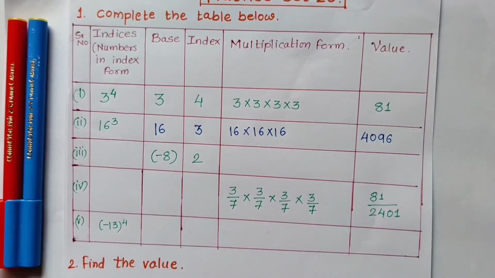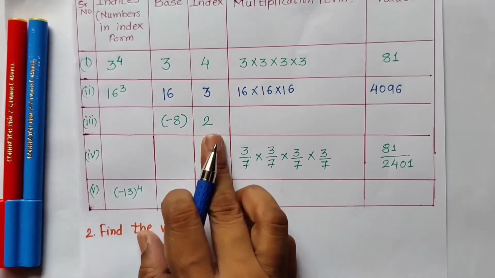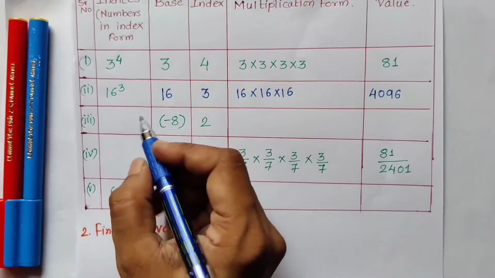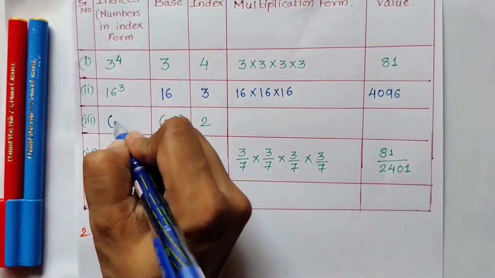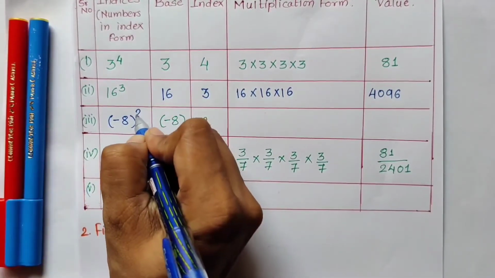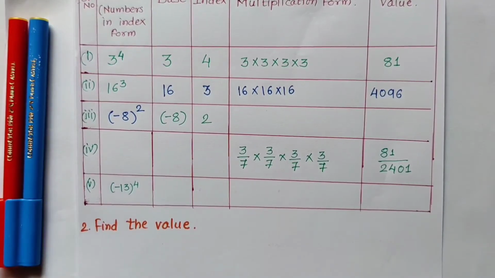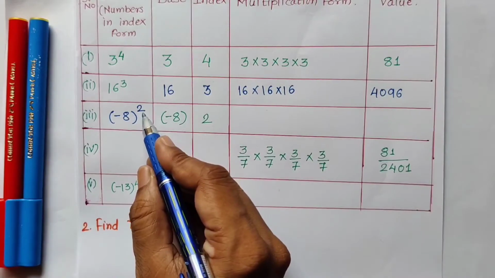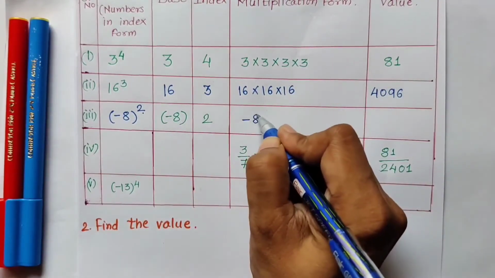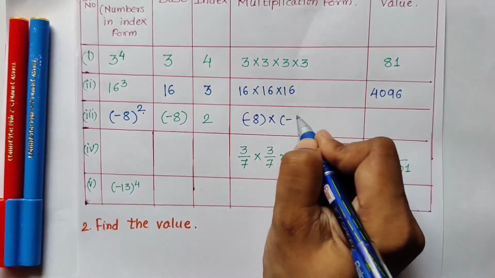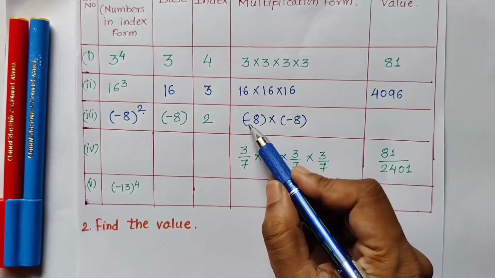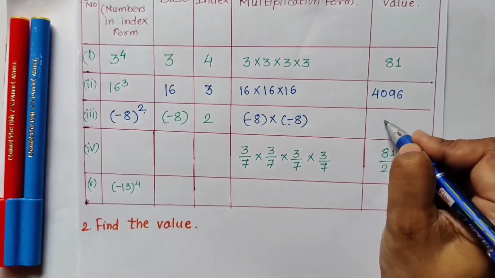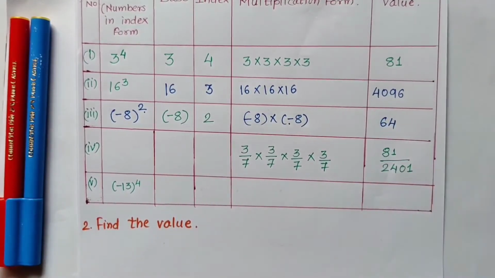Now in the third sum base and index are given. So we have to write it in the indices form. So how to write? Base is minus 8. Its index is 2. So it is written as minus 8 raised to 2. As the index is 2, minus 8 is multiplied by itself 2 times only. Minus minus will become plus and the answer is 8 8s are 64.